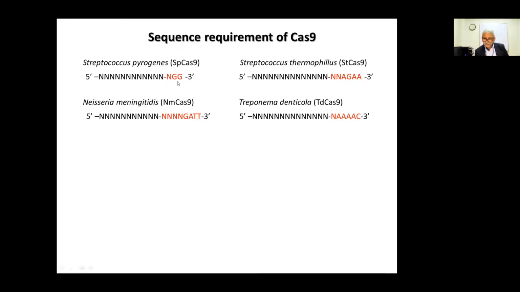Many specific sequences. Here there are two. N is any one of the four, and there are two nucleotides which should be very specific. And in this case, there are four nucleotides which are specific and two are non-specific. In this case, again, four nucleotides are specific and four are non-specific. One non-specific and five specific nucleotides.